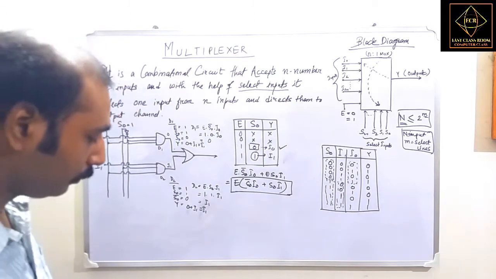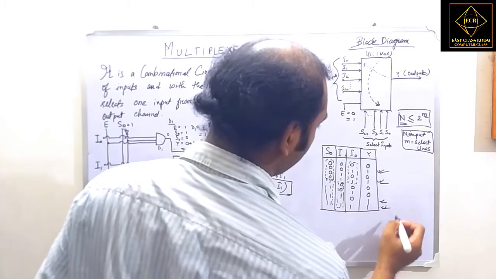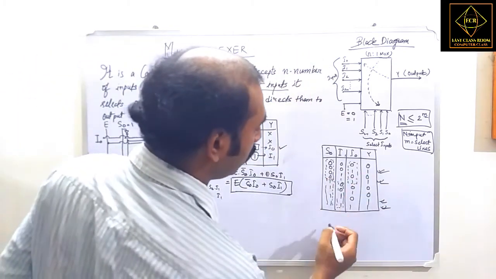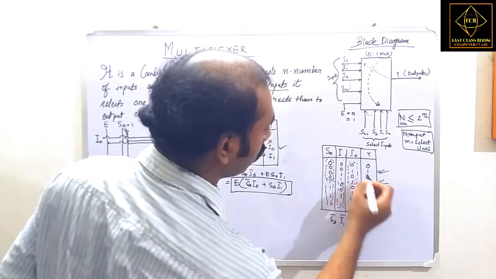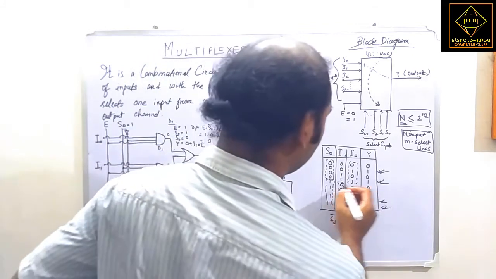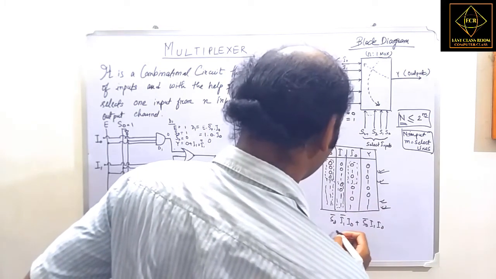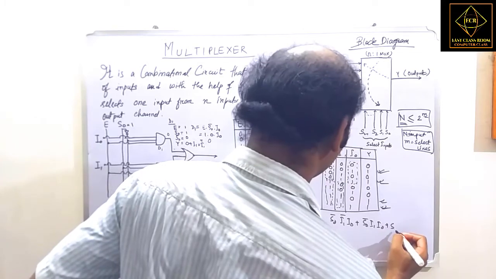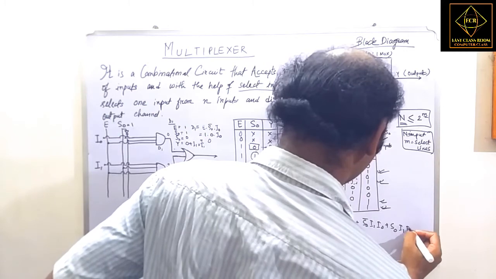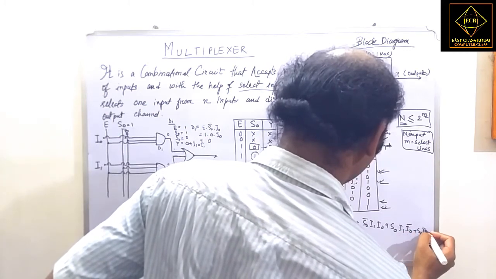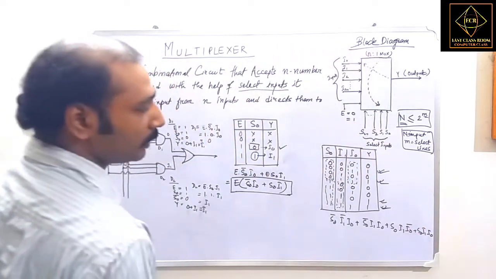Now we will consider this and this last one. So what is this? This is S0 bar, I1 bar, I0. So this is the final output.